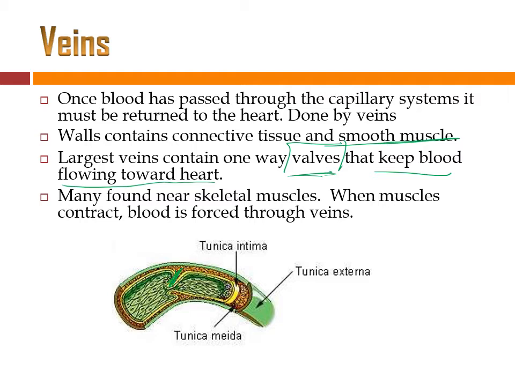This is the valve of the veins. This one is the valve of the veins. So it allows blood to flow in this way, but blood cannot flow backwards. Only in one direction, from here into here. The only way allowed. Why? Because there are valves which prevent blood from flowing backwards. Many are found near skeletal muscles. When muscles contract, blood is forced through veins so it can move up.